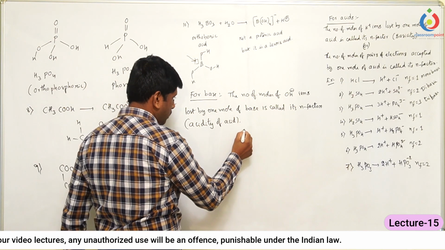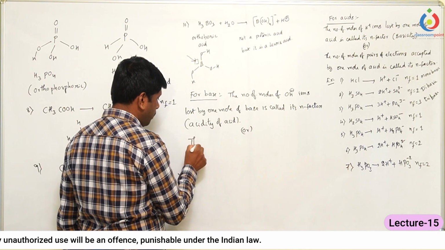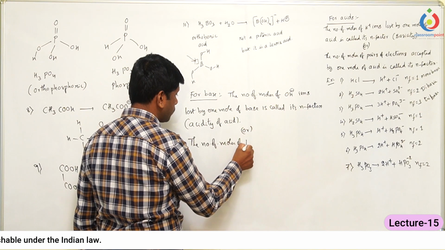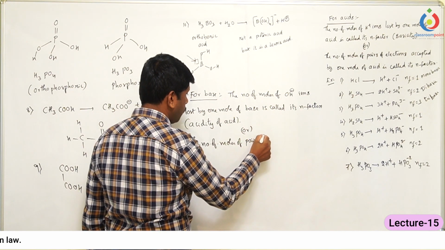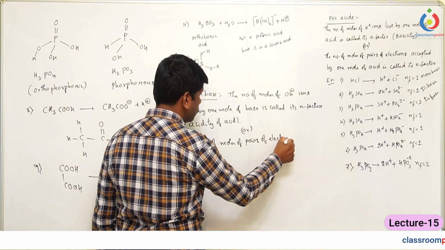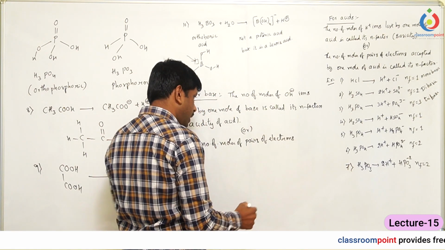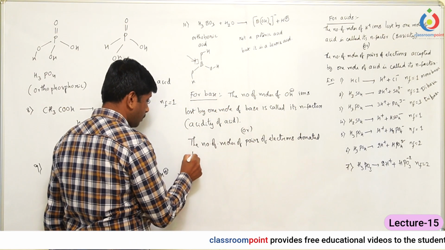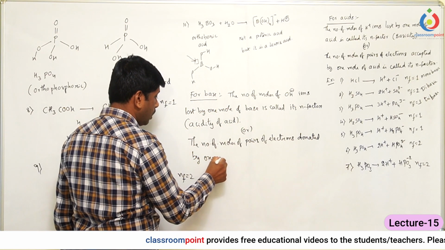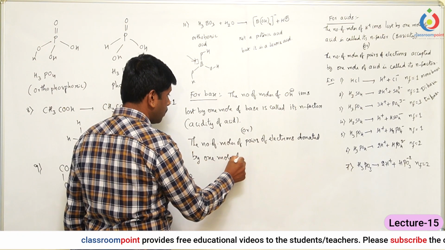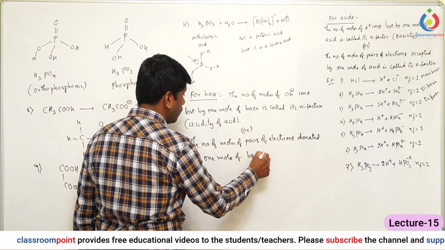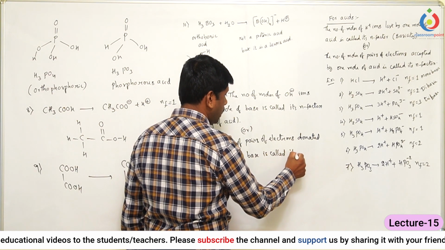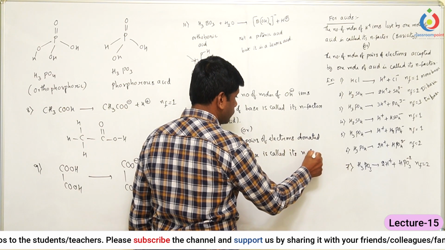So it has one more definition. The number of moles of pairs of electrons donated by one mole of base is called its basicity or N factor.